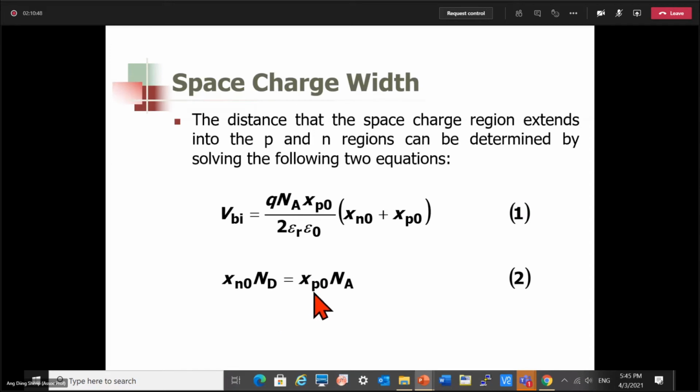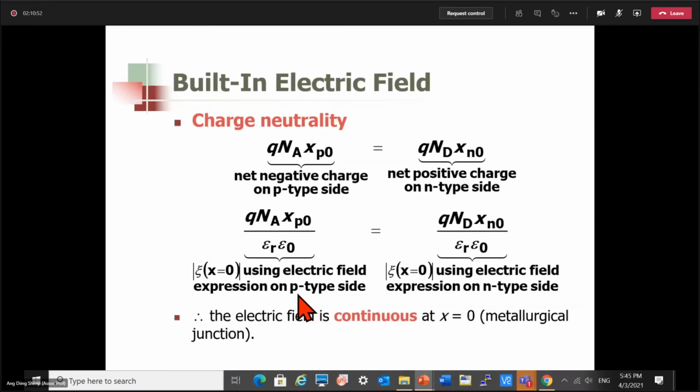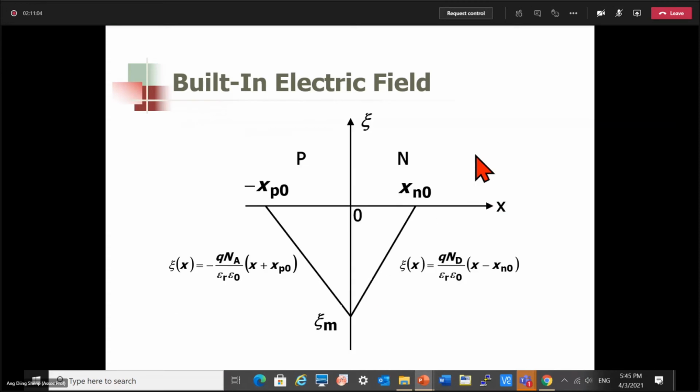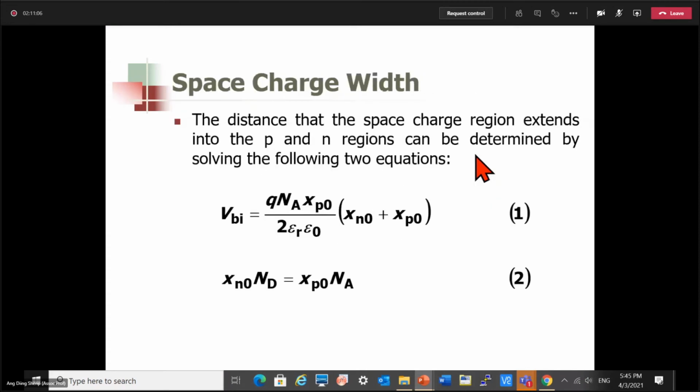All right, this is the space charge neutrality equation coming from here, earlier on. Of course, the Q is a common term. You can drop it on both the left and the right. And what you have left will be just NA xp0 equals ND xn0. So this is the simplified form of the space charge neutrality equation. Okay, so two equations in two unknowns, you should be able to find xn0 and xp0.